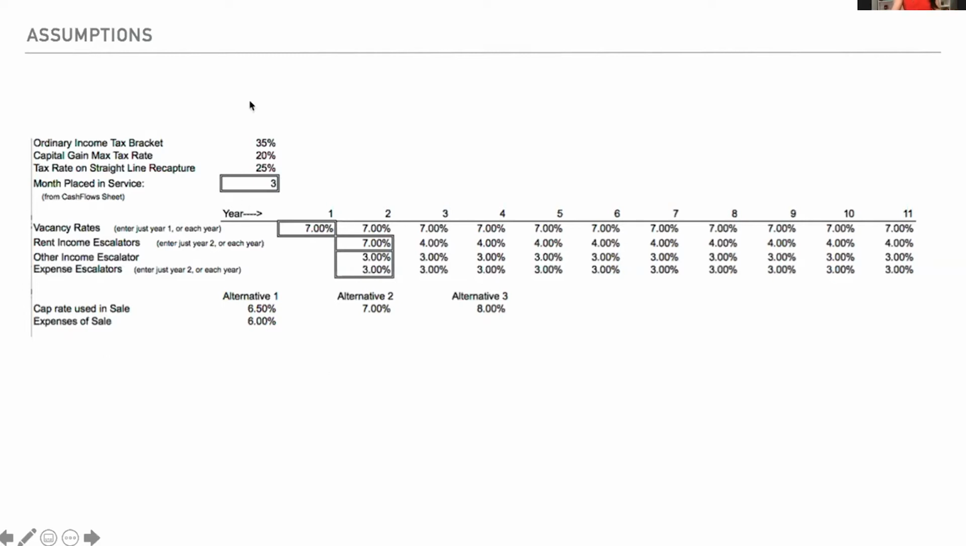And in here, we have the income tax bracket. Depends on your client's situation, which tax bracket they're in. Capital gain tax rate, and then also the straight line recapture. This is basically the tax on the depreciation you're taking during the ownership of the property. A lot of times with these assumptions, I have to make sure that my client and I are on the same page. They might come back and say, no, I want you to use a different assumption percentage here. Then we will adjust it accordingly.